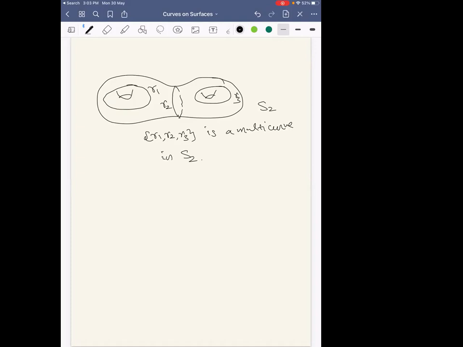On the other hand, if you look at some picture like this, for example, let's say this is gamma 1, then this is not allowed, gamma 2. So this is not a multi-curve.